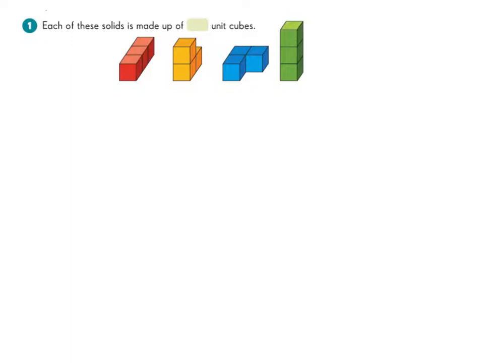How many unit cubes can you see in that shape? I count 1, 2, 3. There are 3 unit cubes in this shape. Let's take a look at this yellow shape. Once again, I count 1, 2, 3 unit cubes.